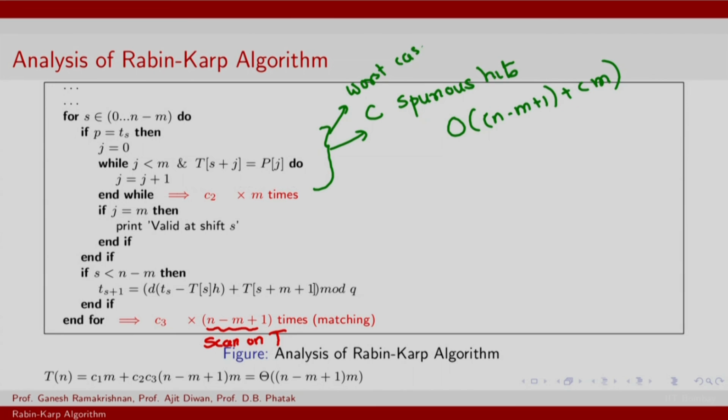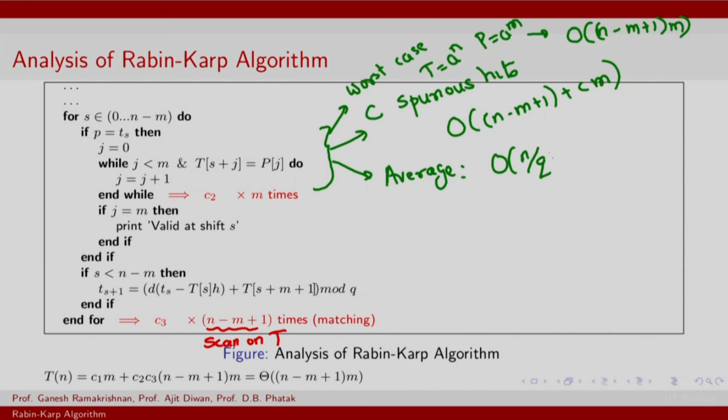We have already seen the worst case. The worst case was when t was a raised to n and p was a occurring m times, and this led to an order n minus m plus 1 times m. However, the average case is actually better. So on an average one can expect order of n by q spurious hits. Basically that an arbitrary t will be equivalent to p modulo q can be estimated to be 1 by q, and there are only order n positions, so this leads to order of n by q spurious hits, and one can show that the running time in the average case is basically order of n.